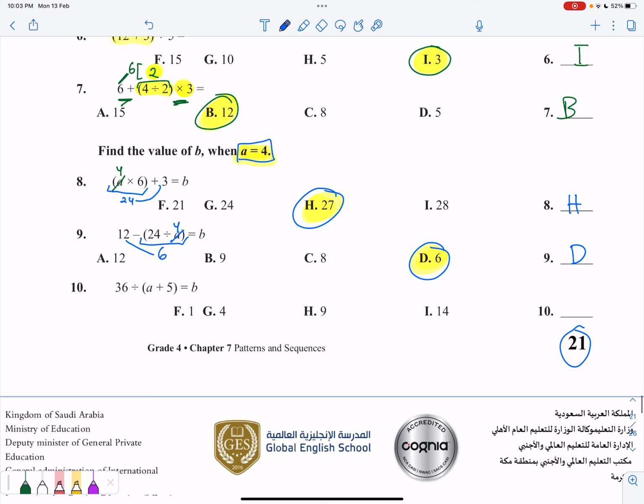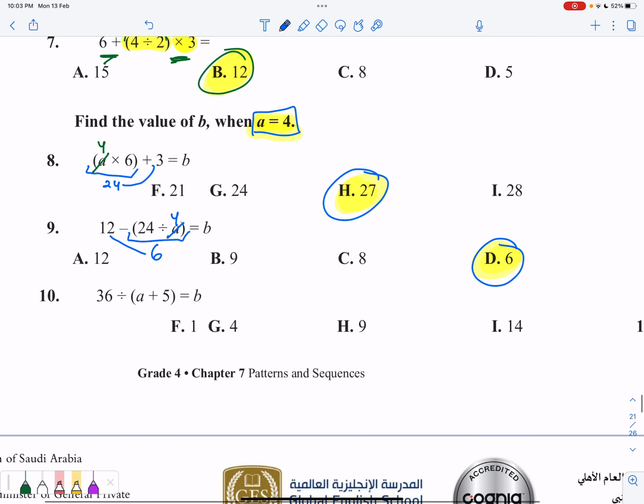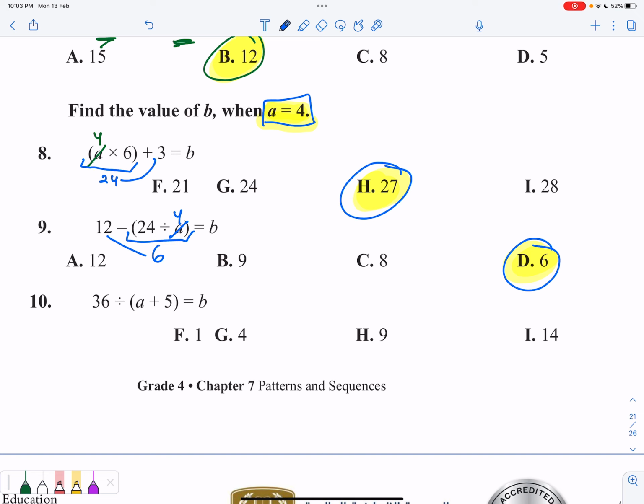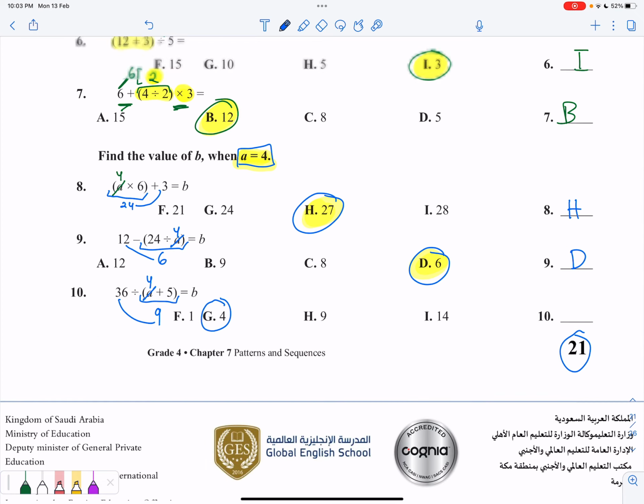After that, I have question number 10, 36 divided by (A plus 5) equals B. So we should come to the A and put its value, which is equal to 4. Then we will do the order of operations. So 4 plus 5, what is inside the parentheses first. 4 plus 5 is equal to 9. Then I have 36 divided by 9, that is equal to 4. So the correct answer is 4, which is answer G. So G is the correct answer.